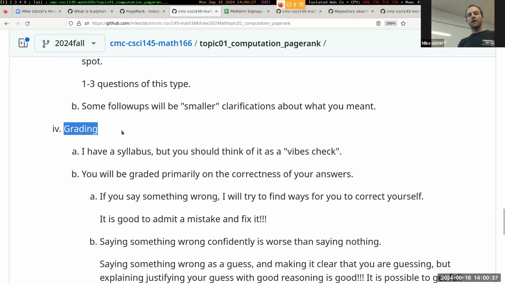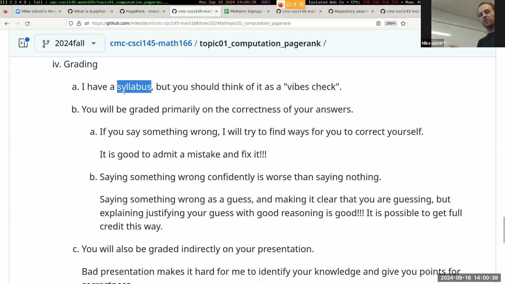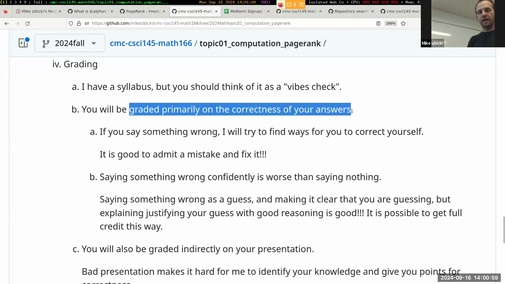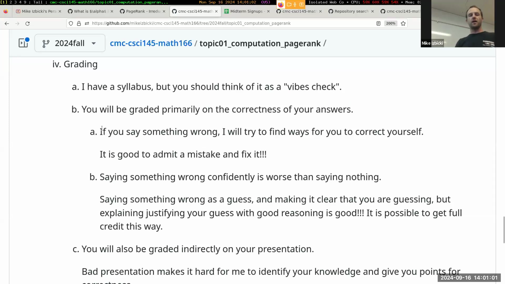In terms of the actual grading, I do have a syllabus that I'll be using to grade everybody. I'm not going to tell you all what it is, though, in advance, because it's not useful for you. You should just be thinking of this as, as one of my previous students who did this described it, a vibes check of your understanding of things, and you want to pass that vibes check. I will be grading you primarily on the correctness of all of your answers.